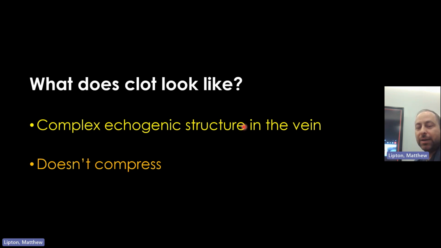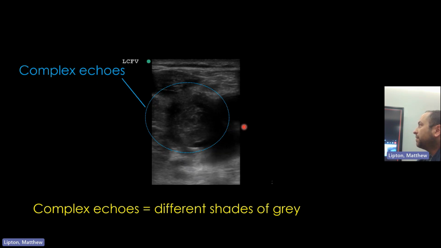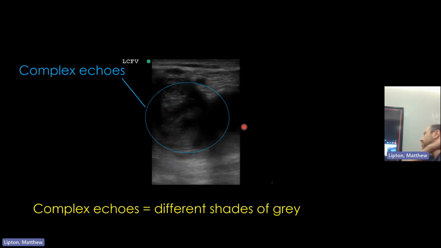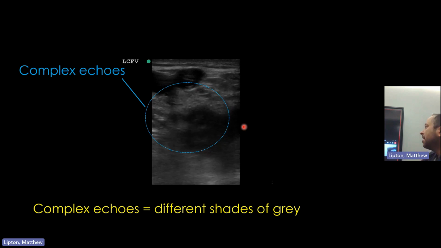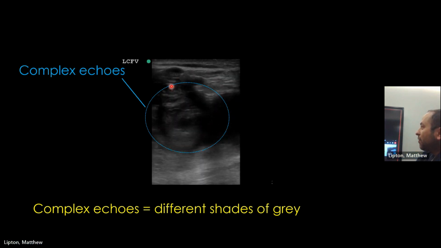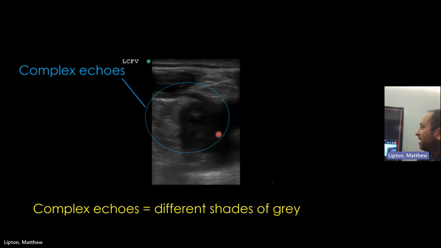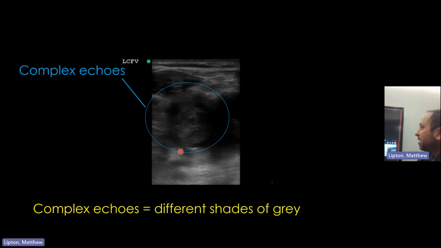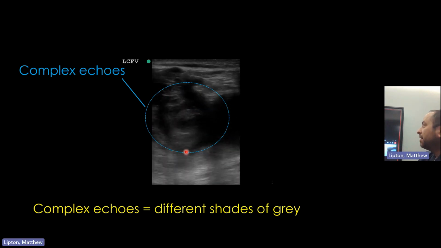So what does the clot look like? Well, it depends on the age of the clot. Sometimes there'll be echogenic structures in the vein that doesn't compress, but sometimes it will be anechoic. So if you see one of these structures, you'll know that there's a clot, but this is a pretty old clot. Now, I don't mean to say that it is not important, but it has been there for a while.